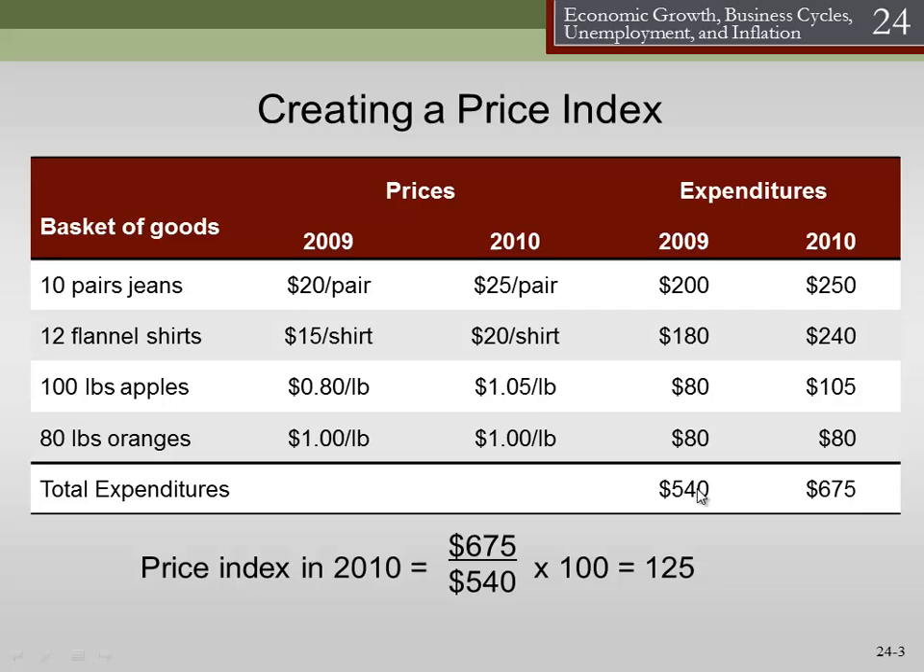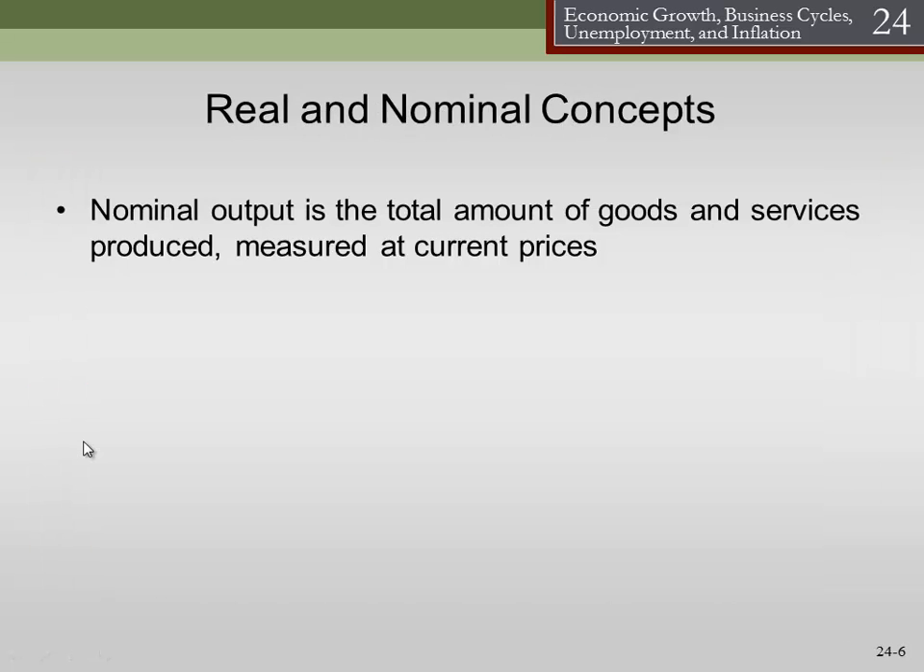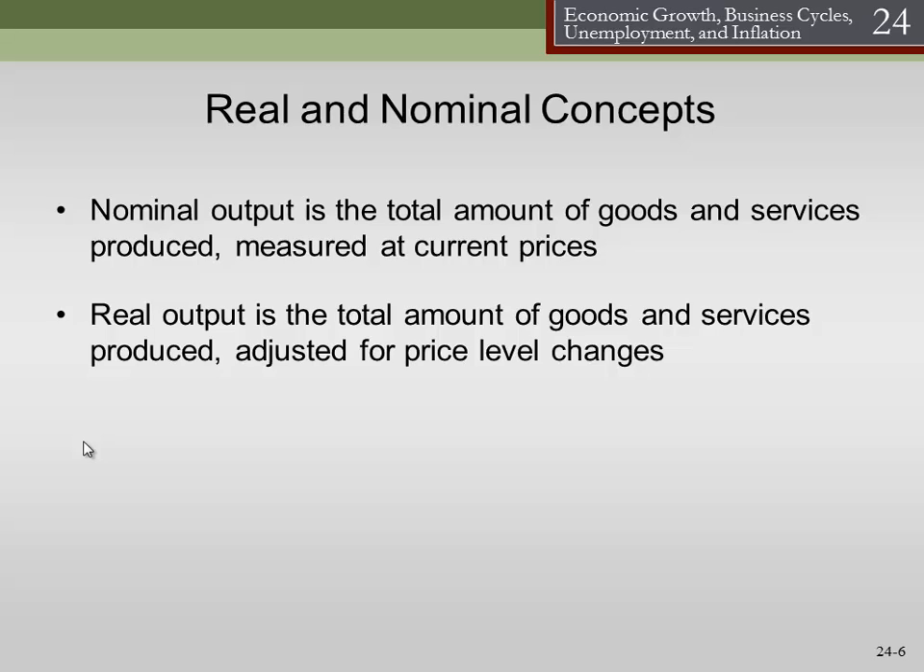Nominal values, you can see growth in this. So the total value of this basket increased in nominal terms, but did it in real terms? Did we actually have more stuff? The answer is no. So how do we deal with that? Well, that's measured in current prices. That can cause some problems. Real output is the amount of goods and services produced adjusted for that change in price level. So we can adjust for the change in price level.